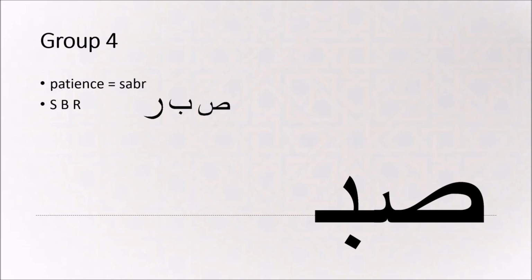And now our last letter, Ra. We start with a helping line coming from the right and add Ra in its isolated form to it. Sabr, patience. Let's do one more.